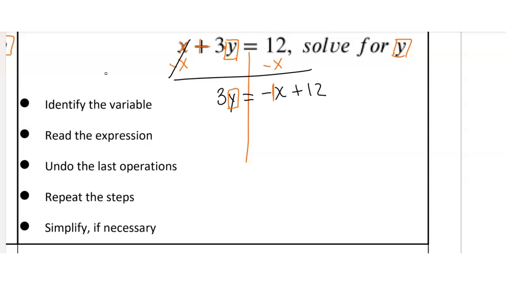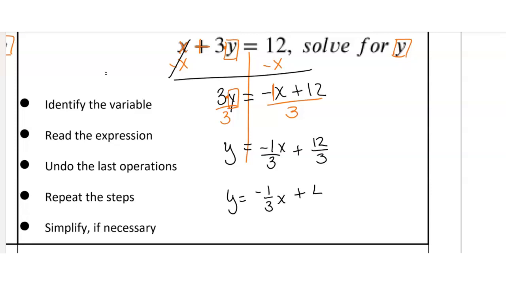And repeat the steps. We've got 3 times y, and to undo the times 3, we're going to divide by 3. And let's go ahead and separate this fraction. We've got negative 1x over 3 plus 12 over 3, and that gives us negative 1 over 3x plus 4.